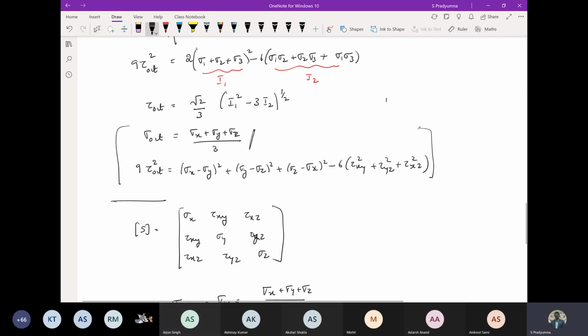Yes, sir. So sigma octahedral, that is the normal stress, is equal to I1 by 3, where I1 is equal to sigma x plus sigma y plus sigma z. Thank you, sir. So once we write the equation in terms of the invariants, then whether you consider the principal directions or you can also consider the terms in the XYZ coordinate system, the Cartesian coordinate system also.